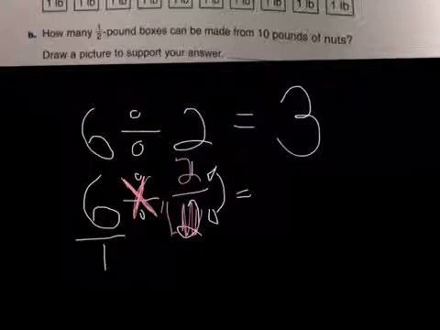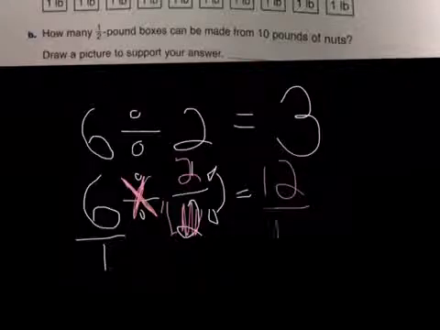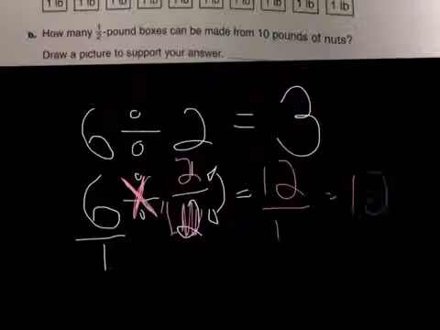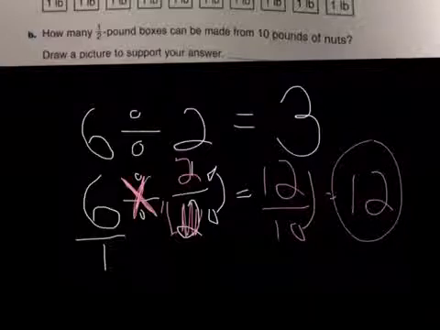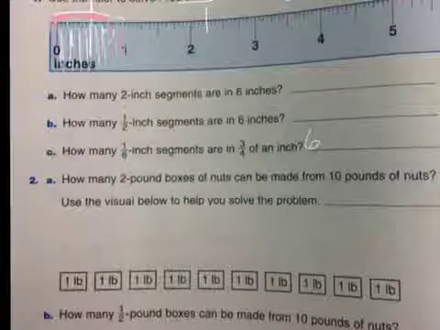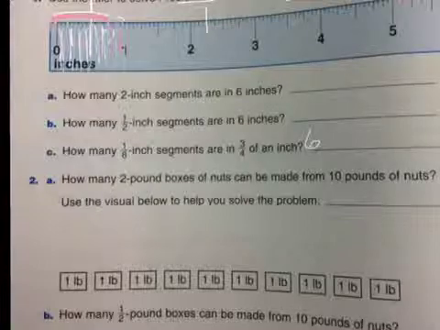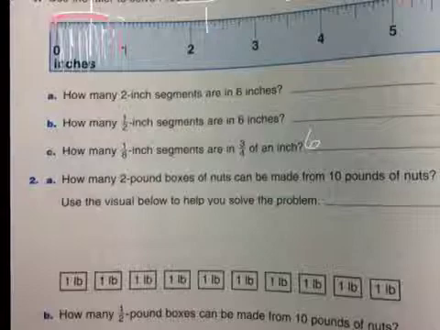And then we just multiply straight across. What is 6 times 2 and what is 1 times 1? Well, 6 times 2 is 12 and 1 times 1 is 1. Or we just say 12, because 12 divided by 1 is 12. And there's our answer.